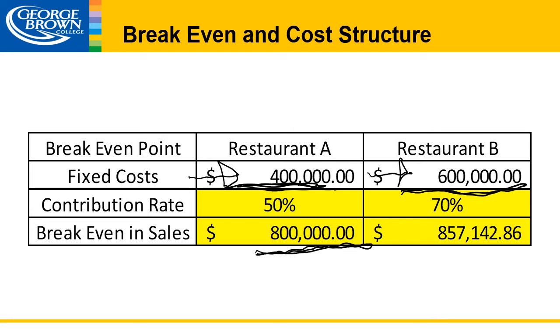That said, restaurant B outperforms restaurant A in sales increases. Okay, and if that's what we're anticipating in the future for our restaurant, then the higher break even point might not be as much of a concern. But again, restaurants are very volatile sales situations, so typically we like to look for and create in restaurants a lower break even point in sales, and we can achieve that through a highly variable cost structure.